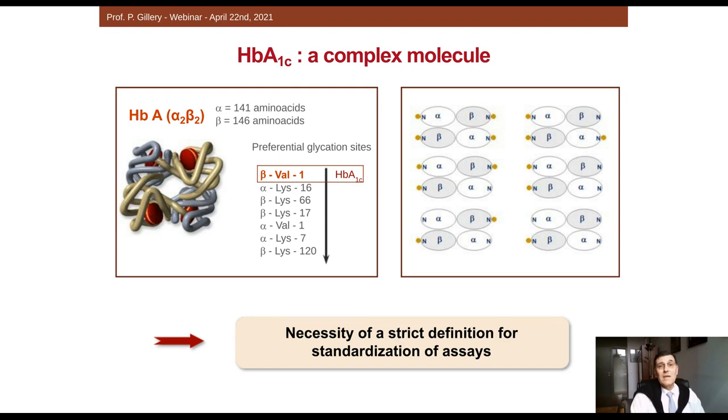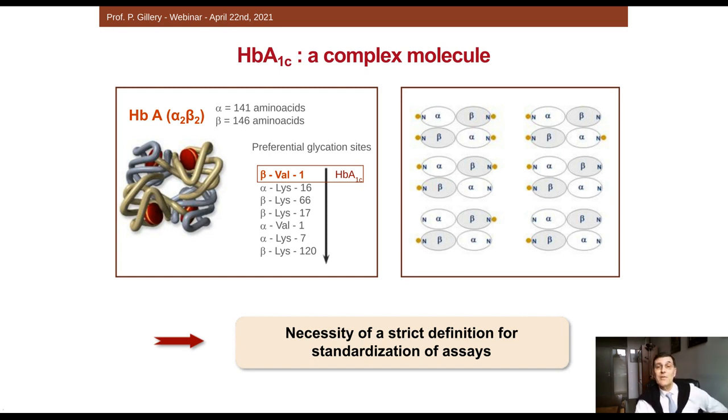Here is schematically represented the structure of HbA1c. On the left part of the slide, you can see a molecule of HbA with 2 alpha chains and 2 beta chains, and the list of the preferential glycation sites. The most glycated site is the N-terminal valine of globin beta chains, and this corresponds to HbA1c. But other sites can be glycated on both chains, alpha and beta.